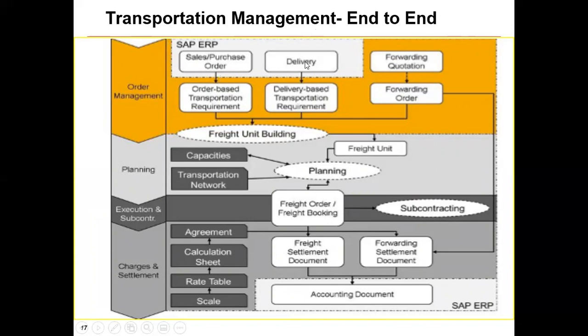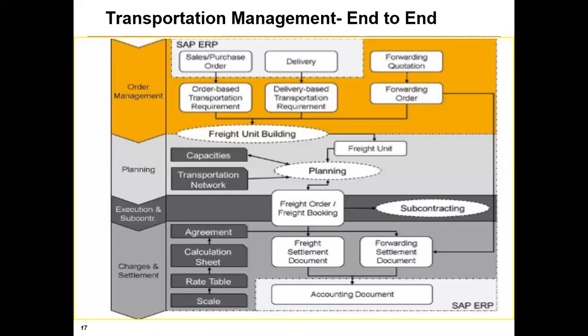These are the documents created in the ERP logistics component, and on the right side we have external activities apart from this delivery, like the forwarding quotation to be sent by the LSP. Most of the time it is from these particular carrier owners, or LSP. Then we have forwarding orders.